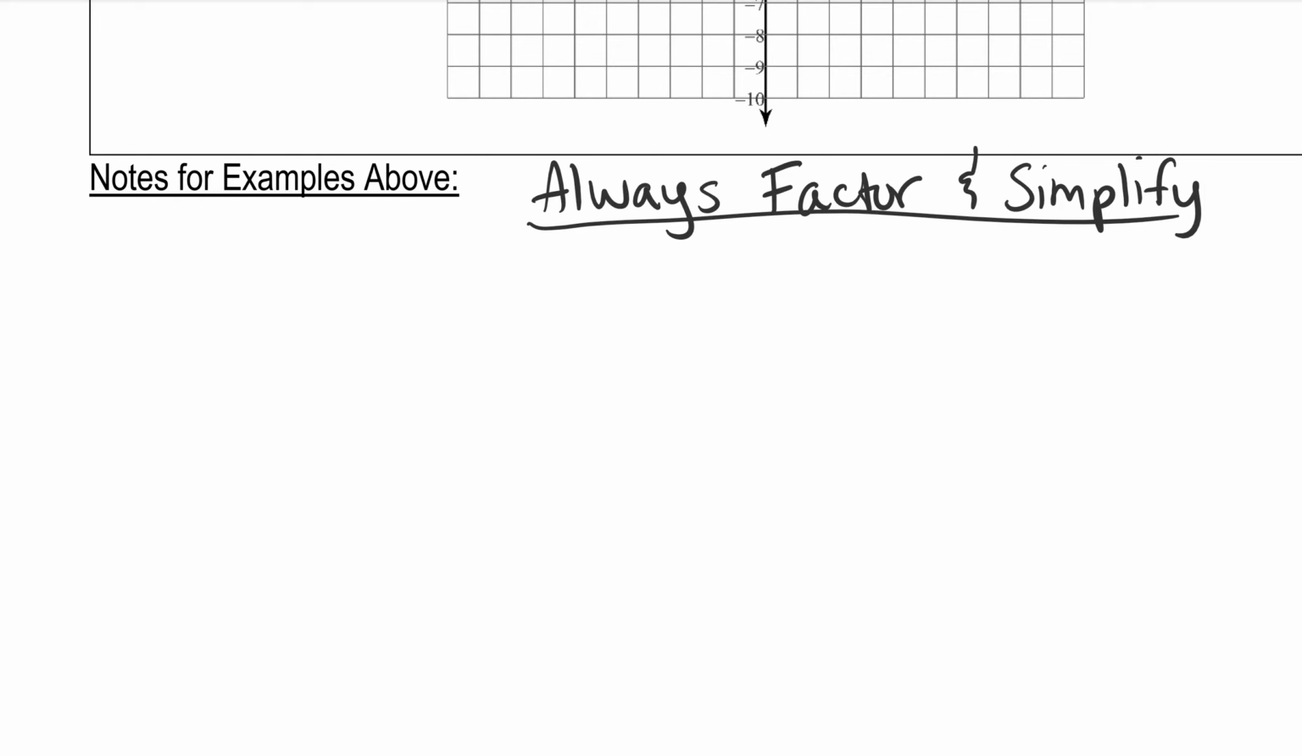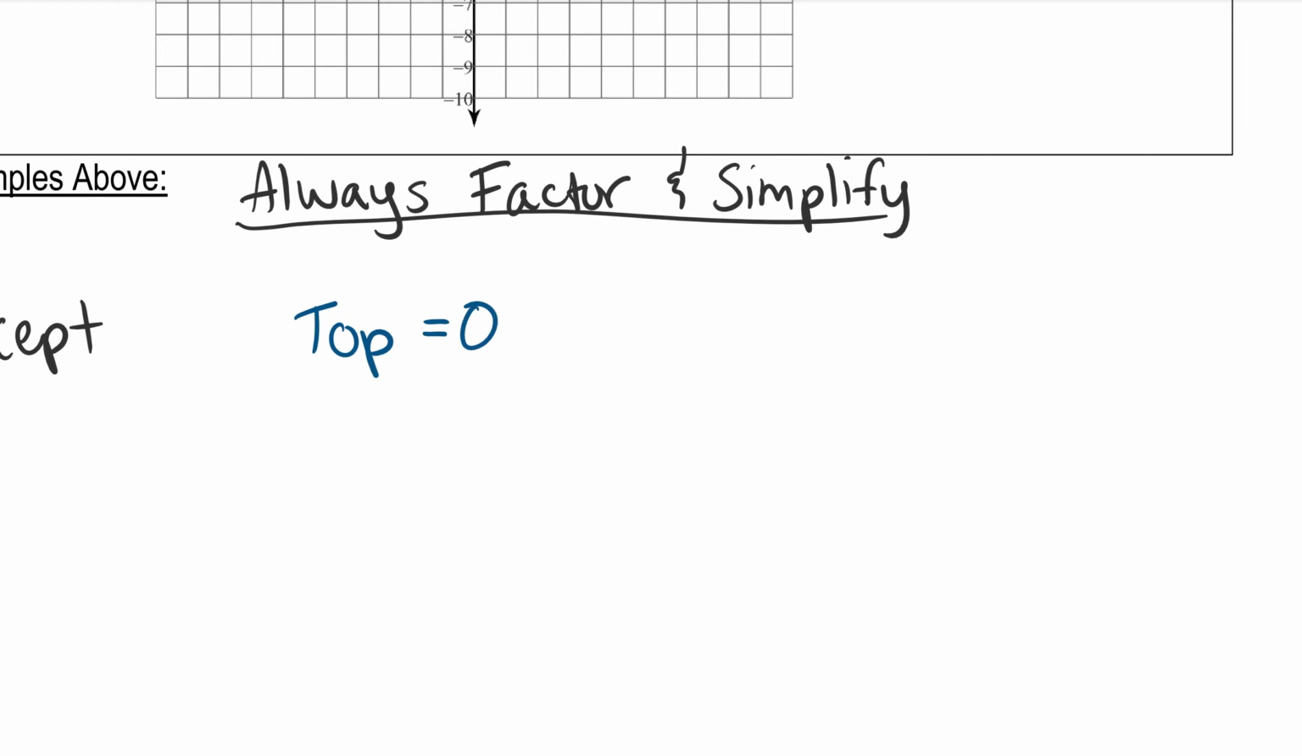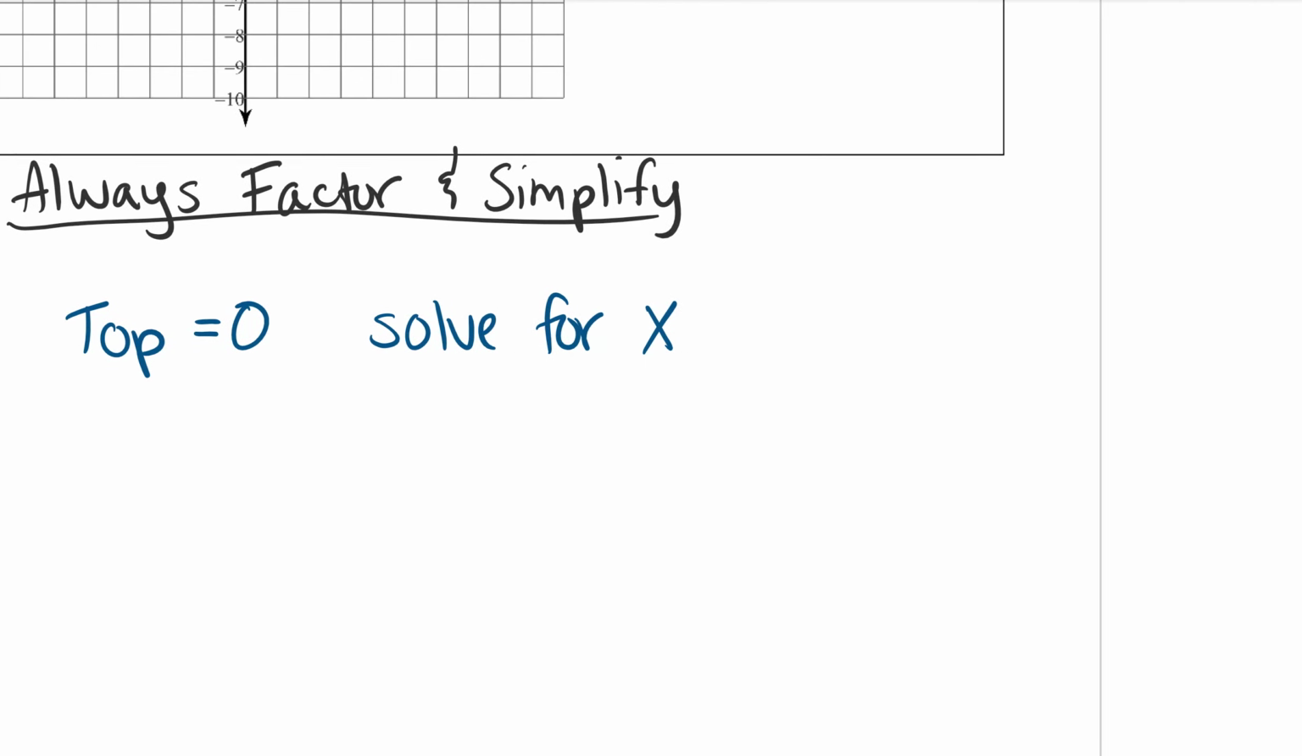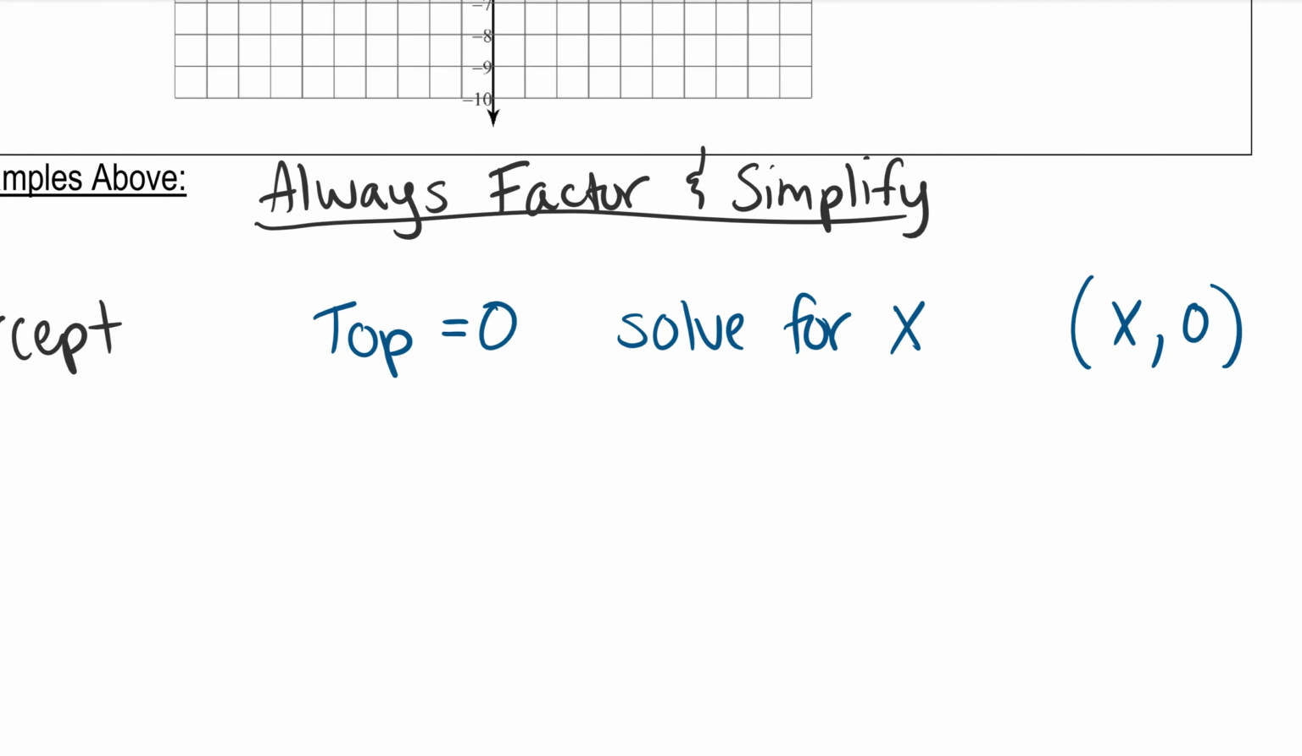The first thing we have to find on our list is the X intercept. Okay. So to get the X intercept, all I simply do is set the top of my equation equal to 0 and solve for X. And then my answer for the X intercept is always going to be whatever my X is, comma 0. Okay? So I set my top equal to 0, solve for X, my answer is X equals 0.